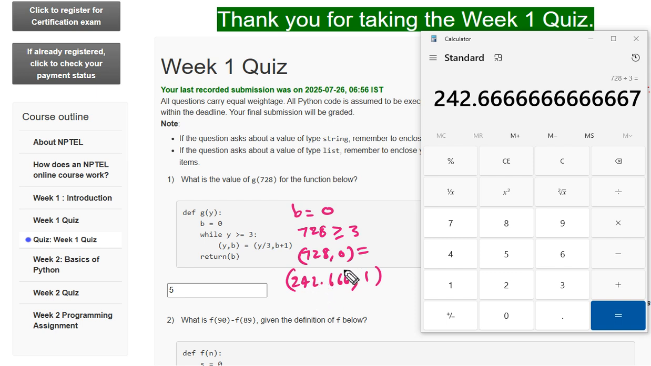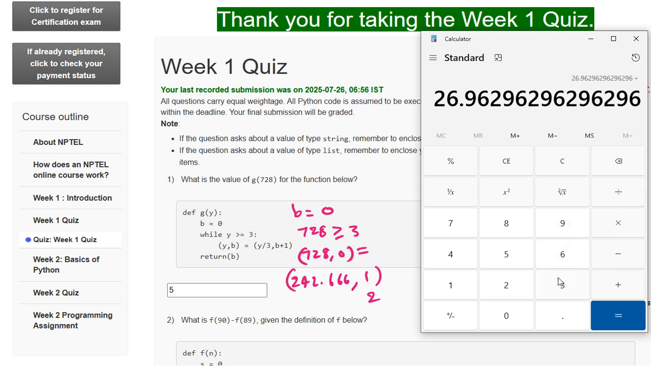In the second iteration, we need to divide this particular value by 3. So once again I am dividing it by 3. It came as 80.888. So it is the second iteration. So b value will be incremented to 2. Let us calculate the third iteration. Divided by 3. This is the third iteration.